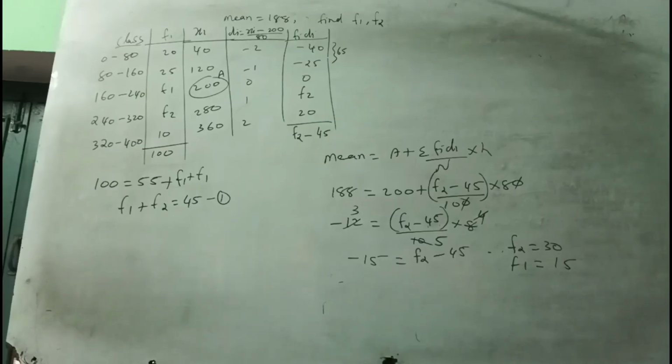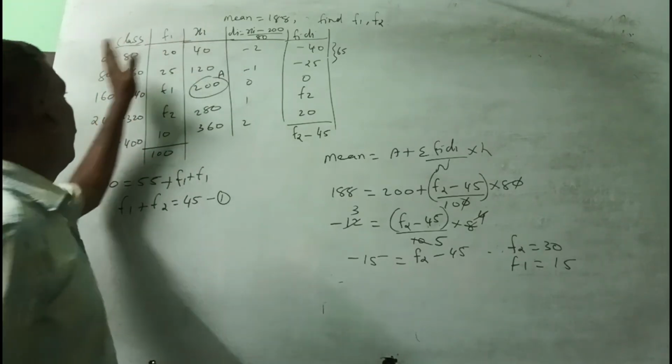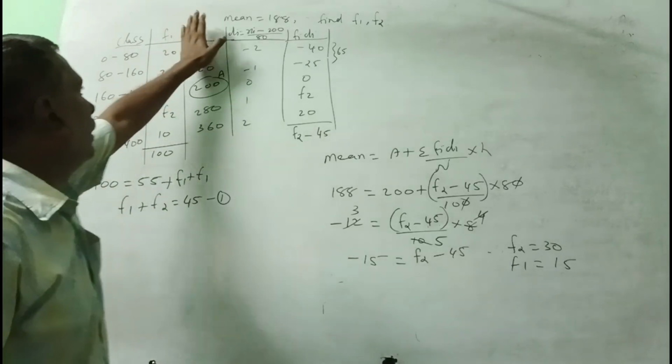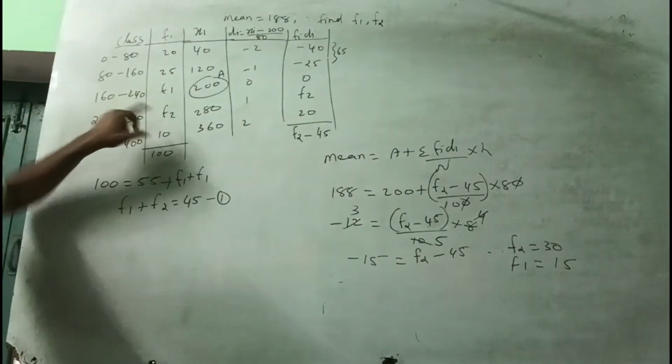Let us see another type of important question. We have to find the missing frequency. This much only will be given. These two classes only will be given. These all we were taken. Okay. So we need to find out this F1 and F2.